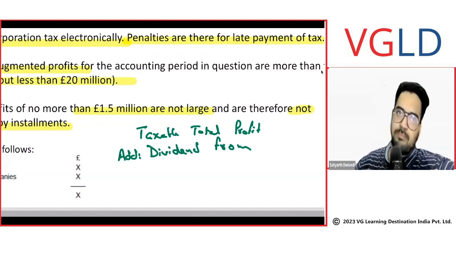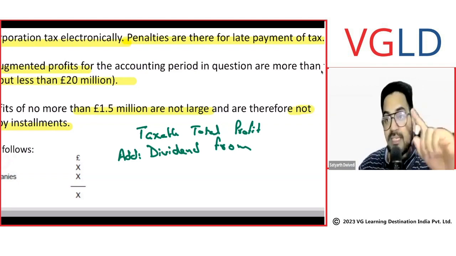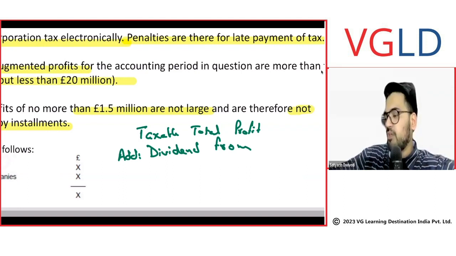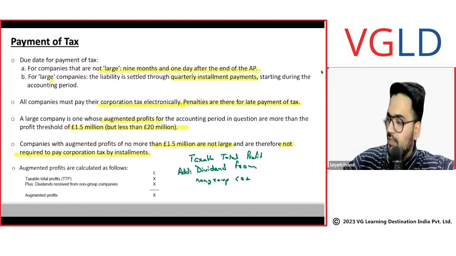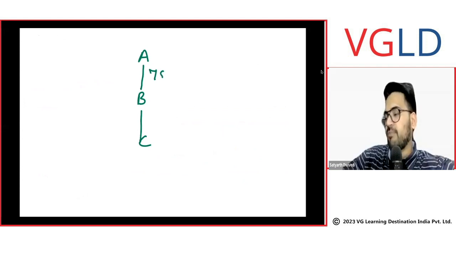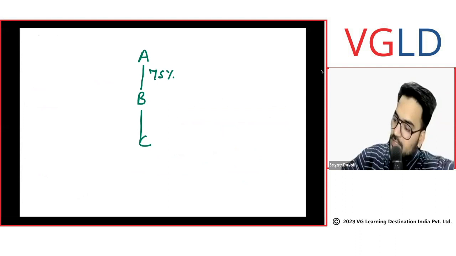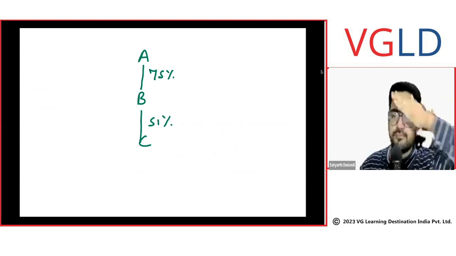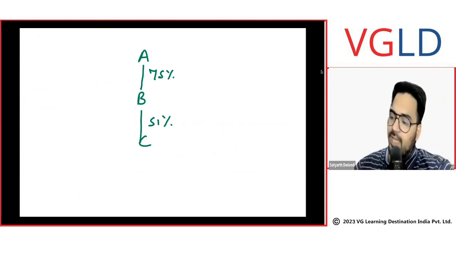Okay, so suppose. But there is a rule. Let me first ask you and then I'll tell you. Let me just write this: dividend from non-group companies. Suppose we've got three companies, A, B, and C. A holds 75% in B and B holds 51% in C. Will you say that A, B, and C will form a group?